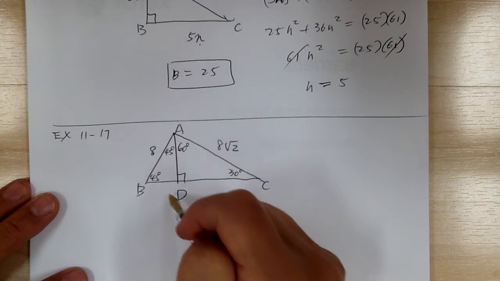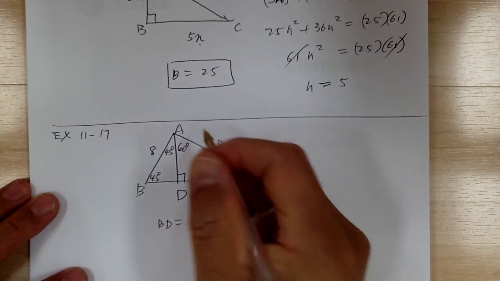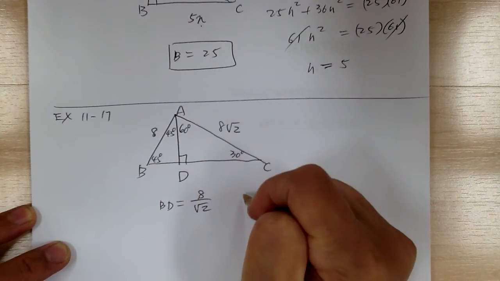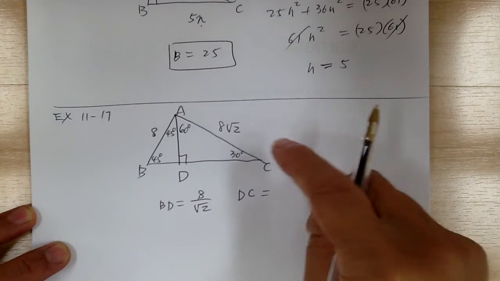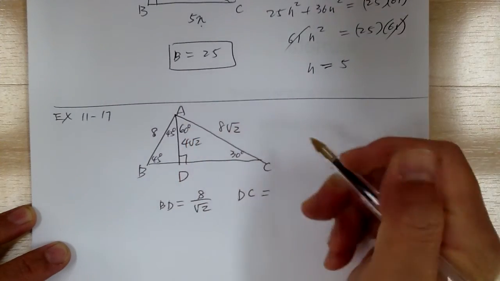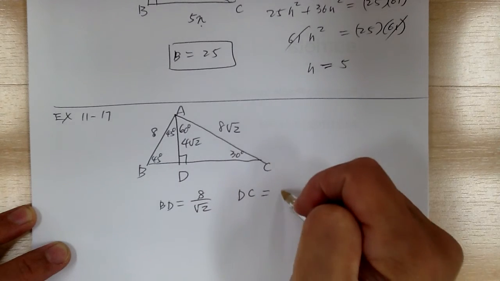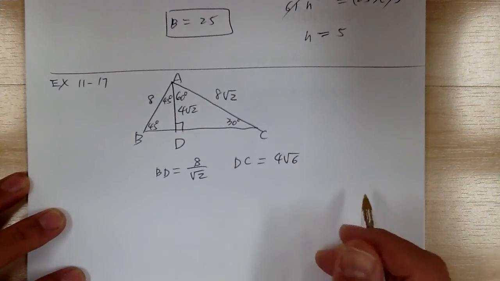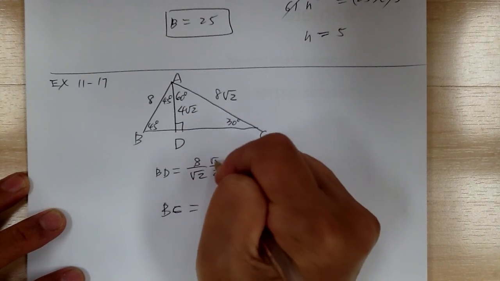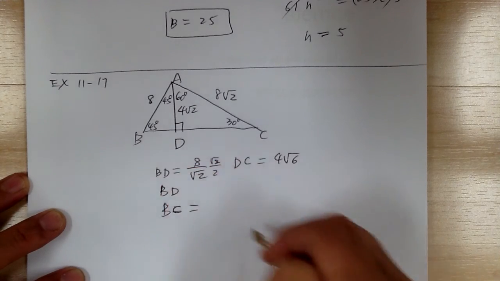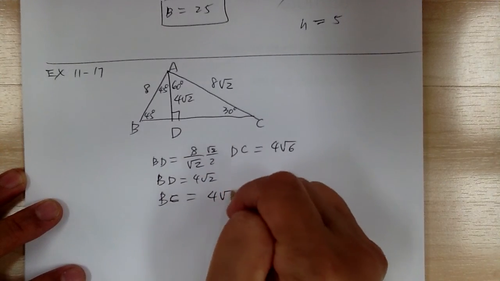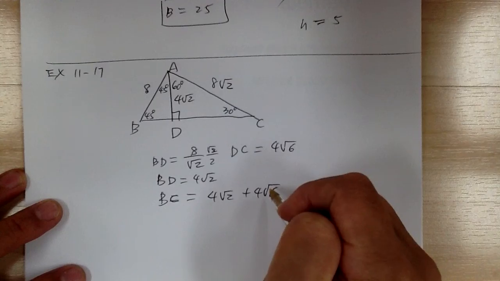So from here, BD will equal, from hypotenuse to the leg, you have to divide by square root of 2. And DC equals, from here, the short leg is half of that, so this will be 4 square root of 2. And you times by square root of 3, so DC will equal 4 square root of 6. So BC will equal, I'm going to simplify this, BD is equal to 4 square root of 2. So BC will equal 4 square root of 2 plus 4 square root of 6. Okay, and that's it.